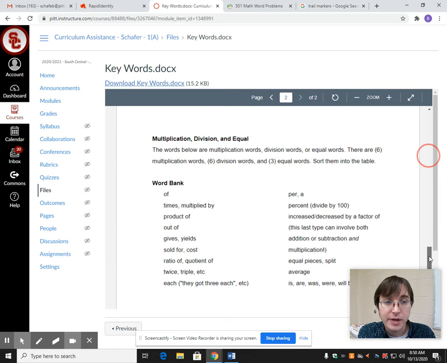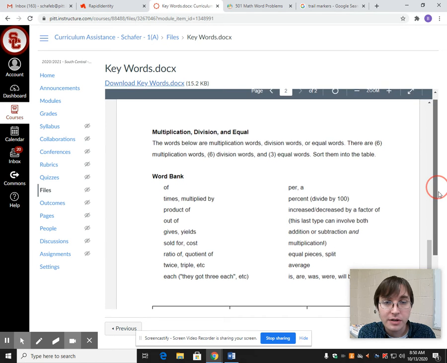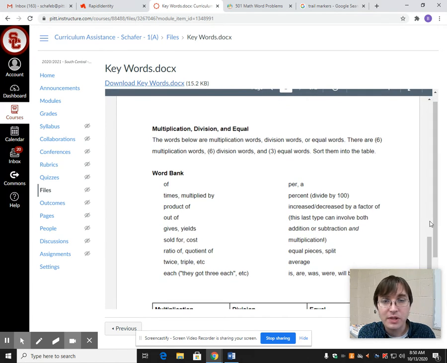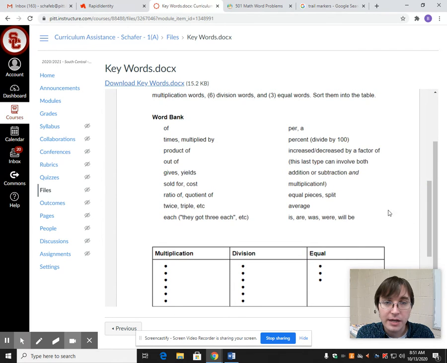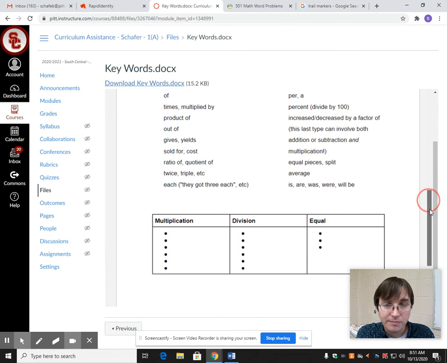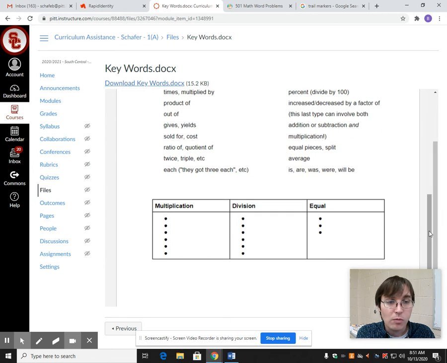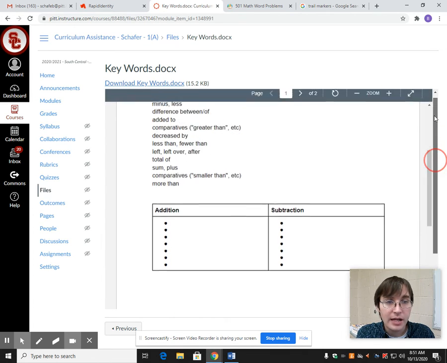You're going to go to the next page, and I have another word bank and table. This time for multiplication, division, and equal signs. Some of these words will signal that you should multiply. Some of them will tell you that you should divide. And some of them will mean that something equals something. You'll have 6 multiplication words, 6 division words, and 3 equal words. So today I want you to go through and answer these questions.